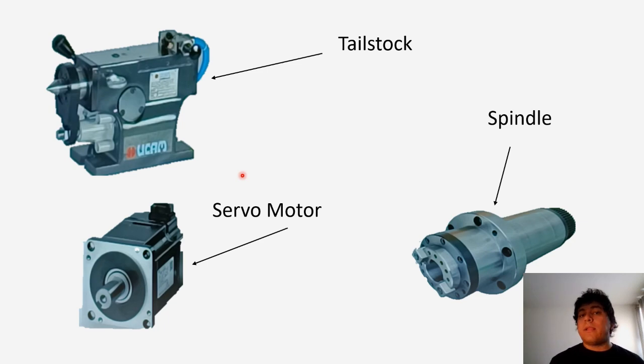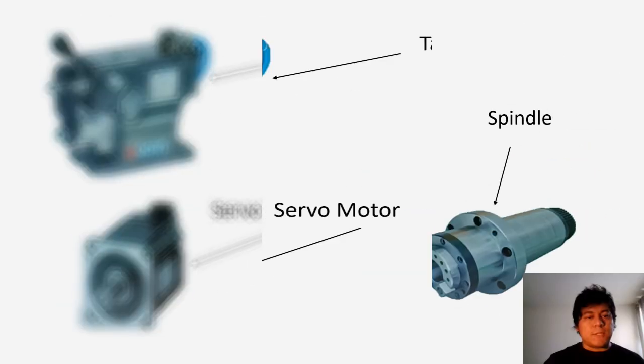The engine will work with electricity, and the motor will work with the fluid, which is hydraulic. Alright, so here the servo motor is powered with electricity, and so it helps the spindle to just rotate, and so the spindle will rotate the material. See? That's how it works pretty much.